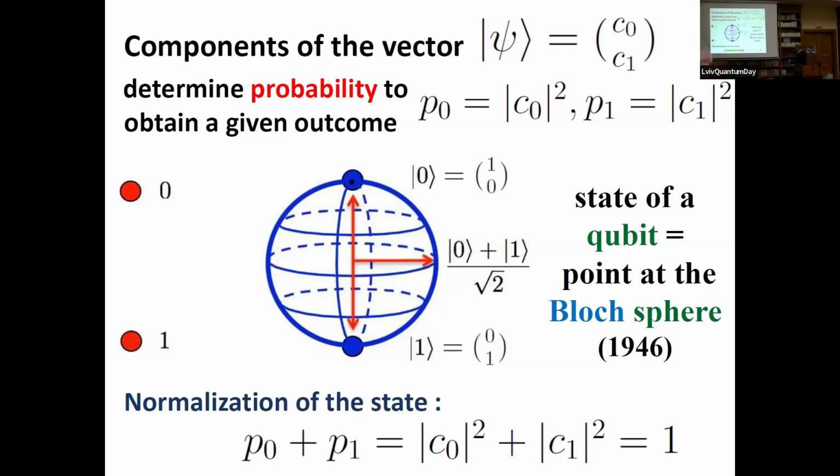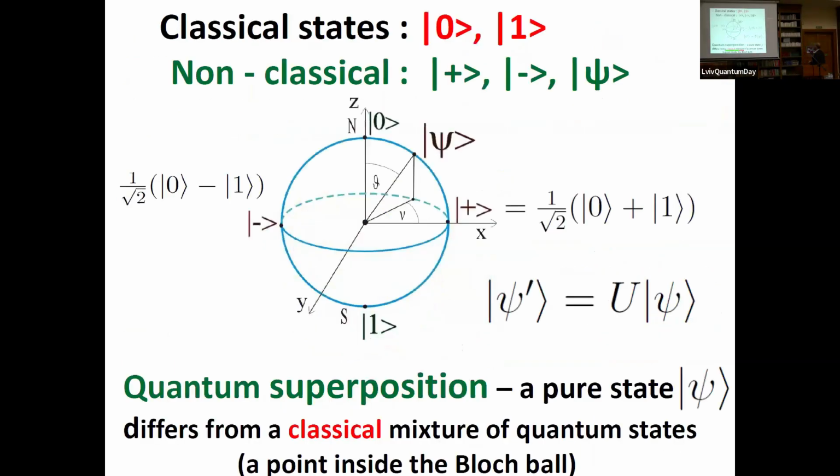And the normalization implies that probability is conserved. So the probability of finding the quantum state in state 0 and 1, denoted here by P0 and P1, sum to unity.